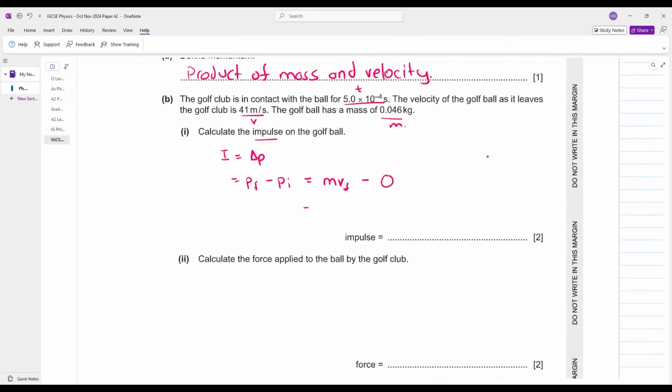Zero. What is the mass? 0.046. What is the final velocity? 41. क्या आंसर आ जाएगा इसका? 0.046 into 41. This comes out to be 1.9 Newton second is your impulse. Simple, nothing complicated here. बहुत easy रखा है हमने इसको. Okay. आगे बढ़ते हैं बेटा.